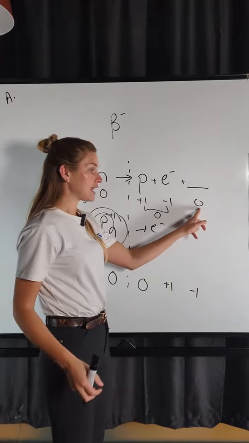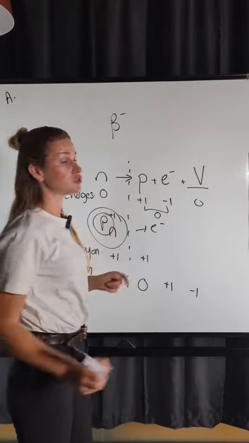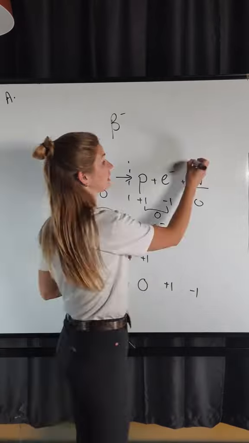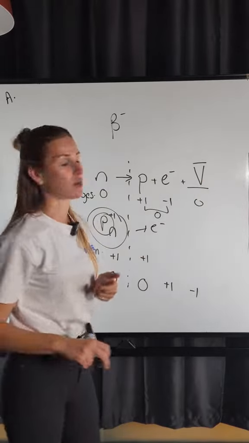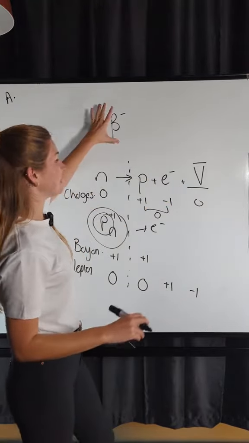So the only lepton that has no charge is a neutrino, and we need the antiparticle to show this. An antiparticle, we put that little arrow line on top. So this is my antineutrino. So this is my equation for beta minus decay.